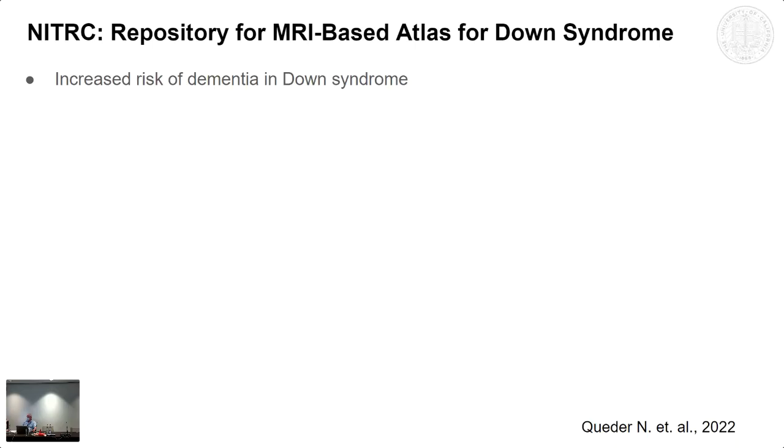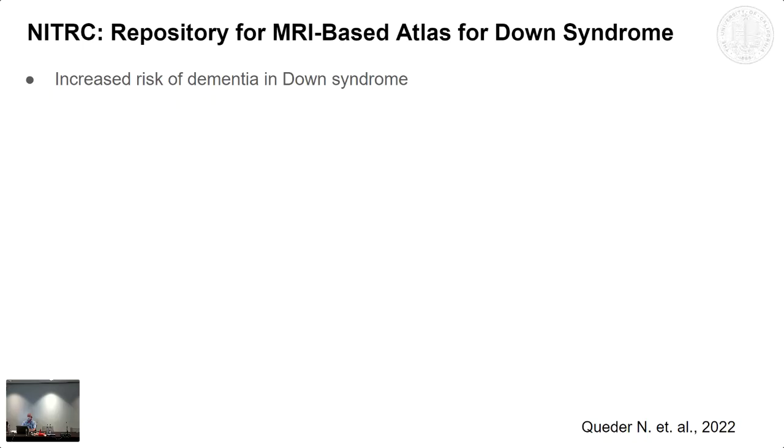All right. Hello, everyone. My name is Nazik, and I am a graduate student at the University of California, Irvine, studying aging and Down syndrome. So just a little background of my project and why I chose NITRC as a repository to save my data in. Individuals with Down syndrome are at a higher risk of developing Alzheimer's disease due to the triplication of their chromosome 21, which makes them express beta amyloid in their brain.